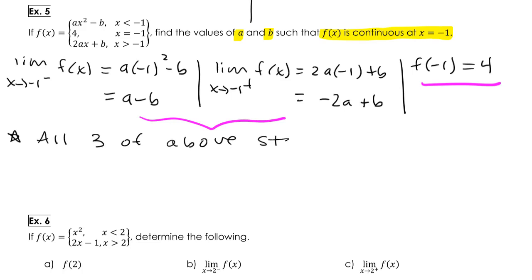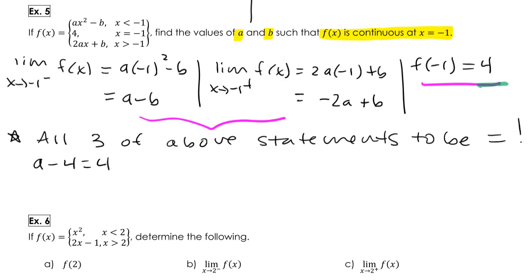We want all 3 of the above statements to be equal. Okay, so now you can solve this however you want. You have 3 equations. Let's look at a minus b. Let's take a minus b equal to 4. So that's taking the first part and the last part. I'm just trying to set them equal to numbers.